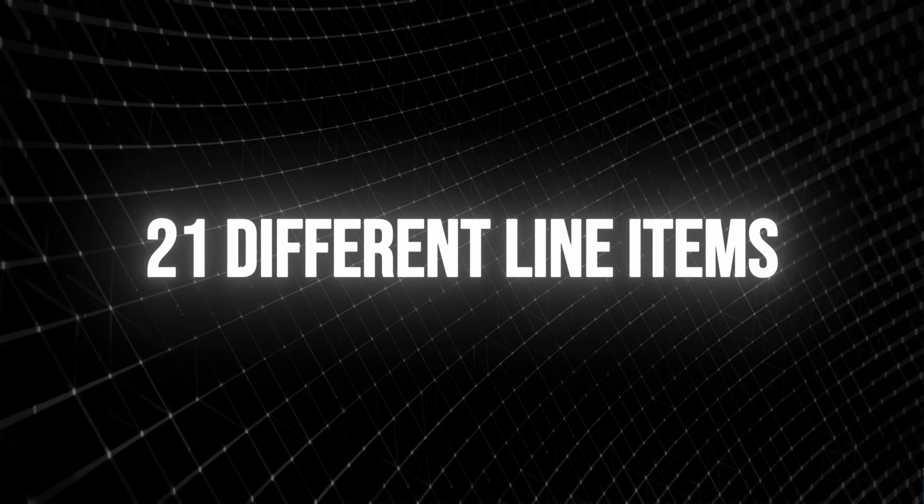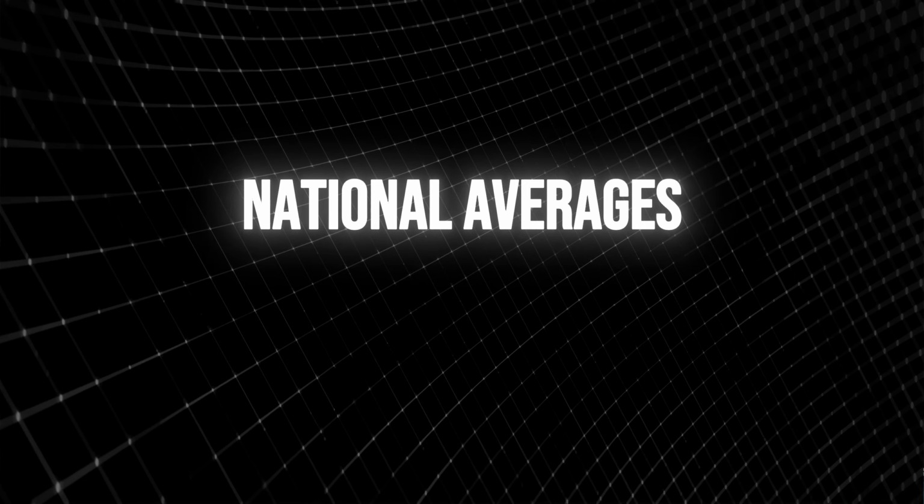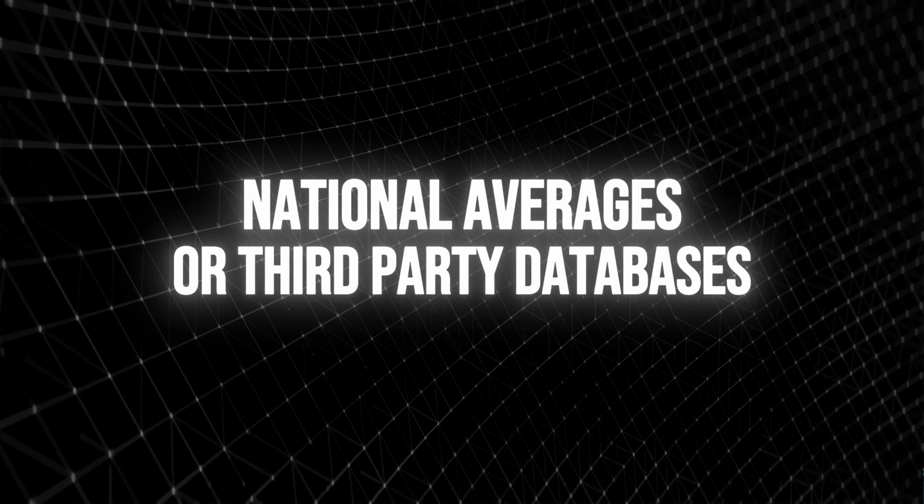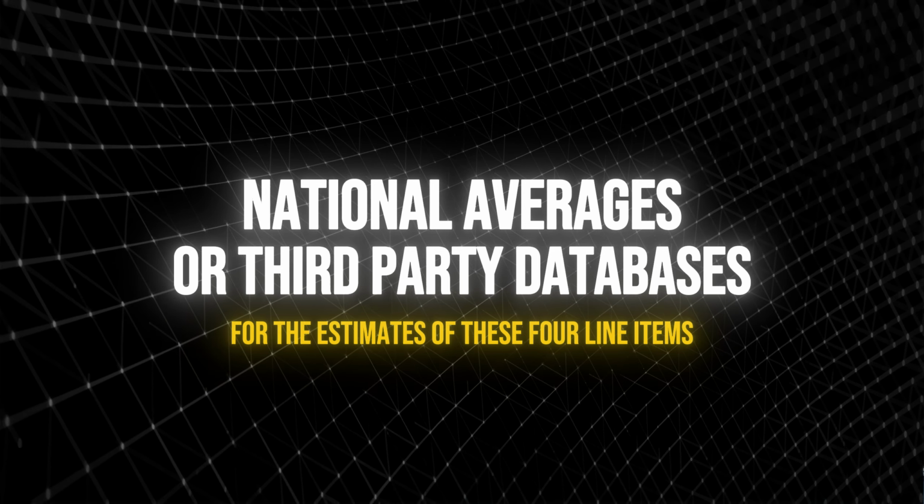And that's a mistake because on page 2 of that loan estimate, there are 21 different line items. 21. And in my experience, about 4 of those line items are going to be wrong. They're going to be wrong or inaccurate because lenders are using national averages or third-party databases for the estimates of these 4 line items. And most of the time, they're inaccurate.